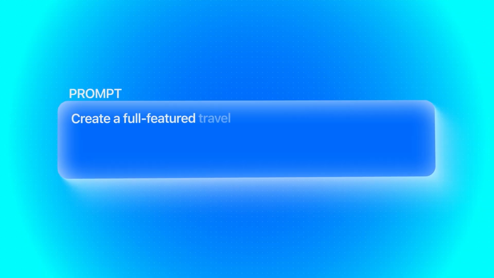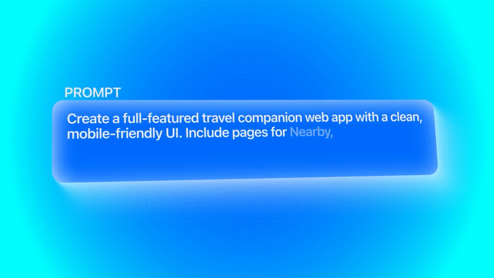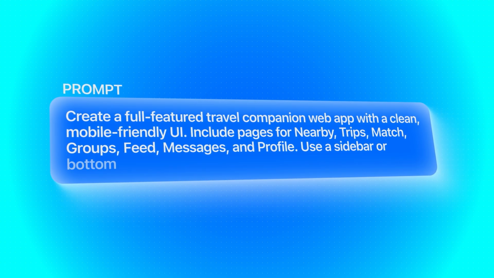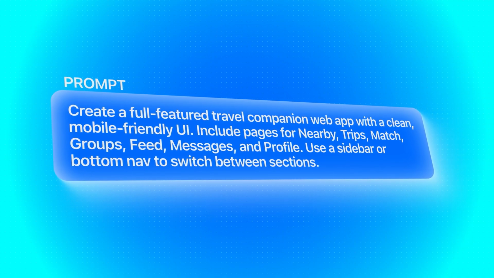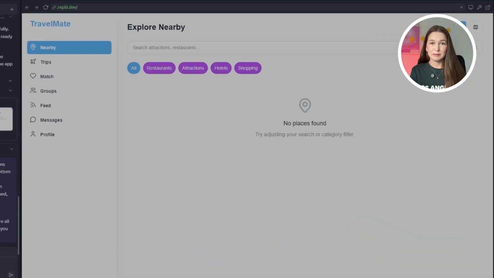Create a full-featured travel companion web app with a clean, mobile-friendly UI. Include pages for nearby, trips, match, groups, feed, messages, and profile. Use a sidebar or bottom nav to switch between sections. This prompt sets the tone for the entire experience.